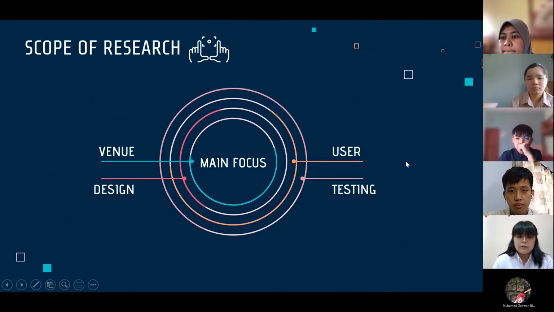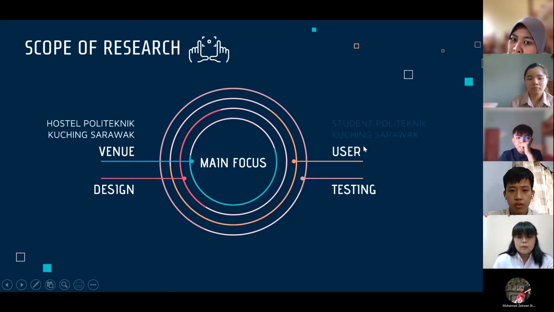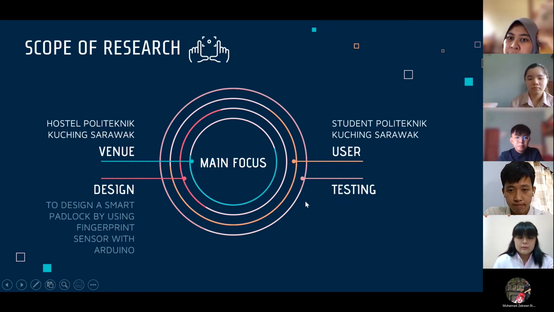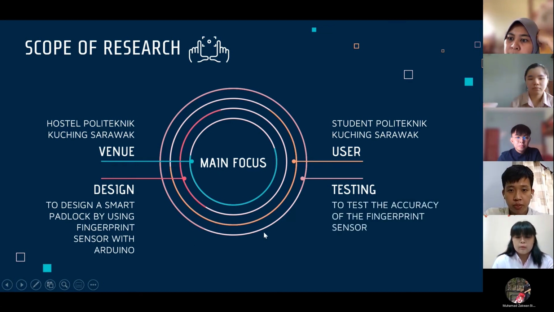The scope of research is a hostel of Polytechnic Kuching Sarawak. The users are students of Polytechnic Kuching Sarawak. We will design a smart padlock by using a fingerprint sensor with an Arduino system. We will test the accuracy of the fingerprint sensor.